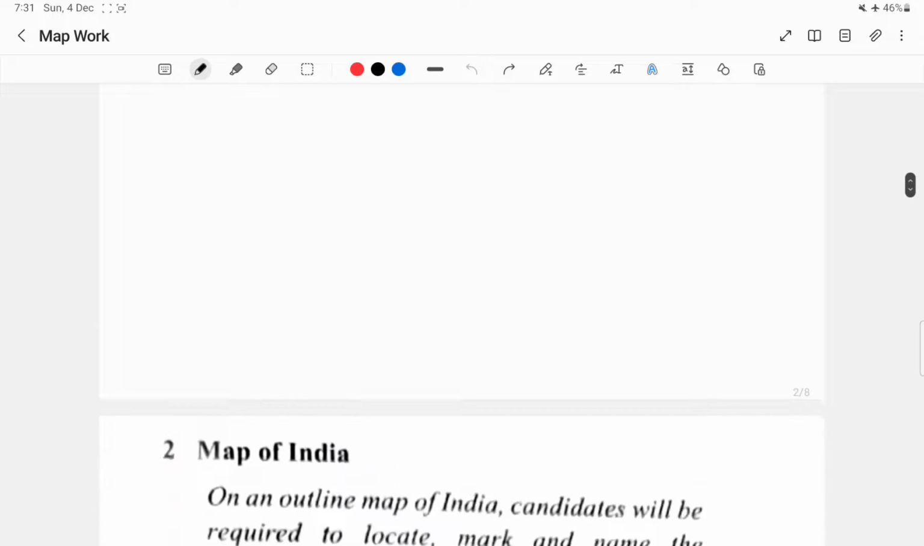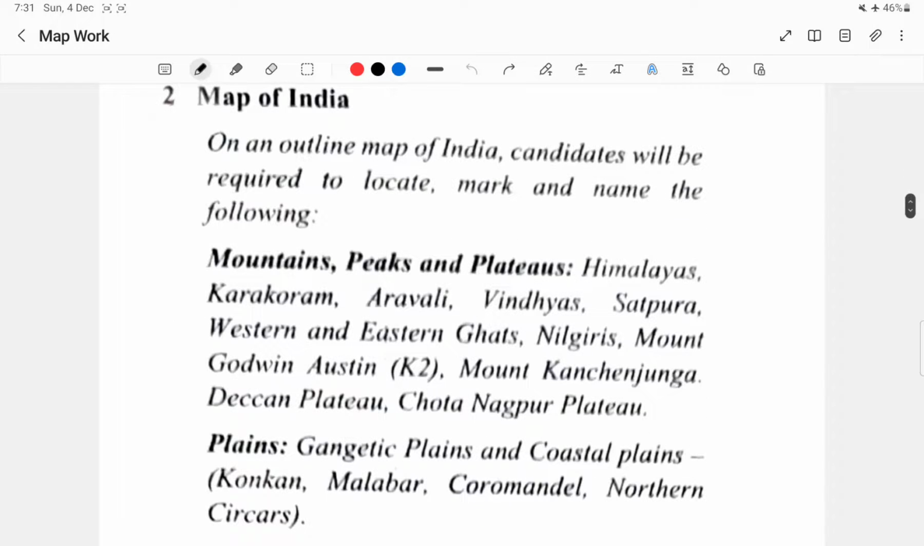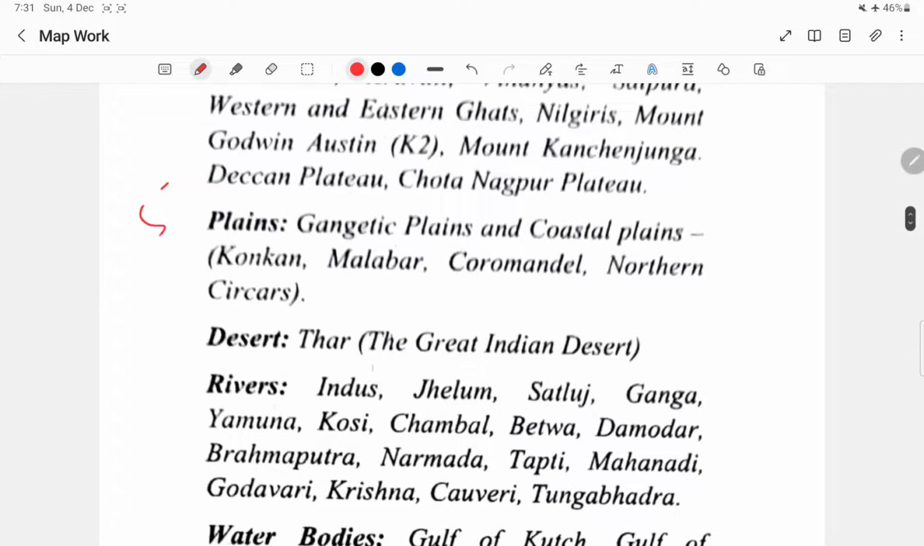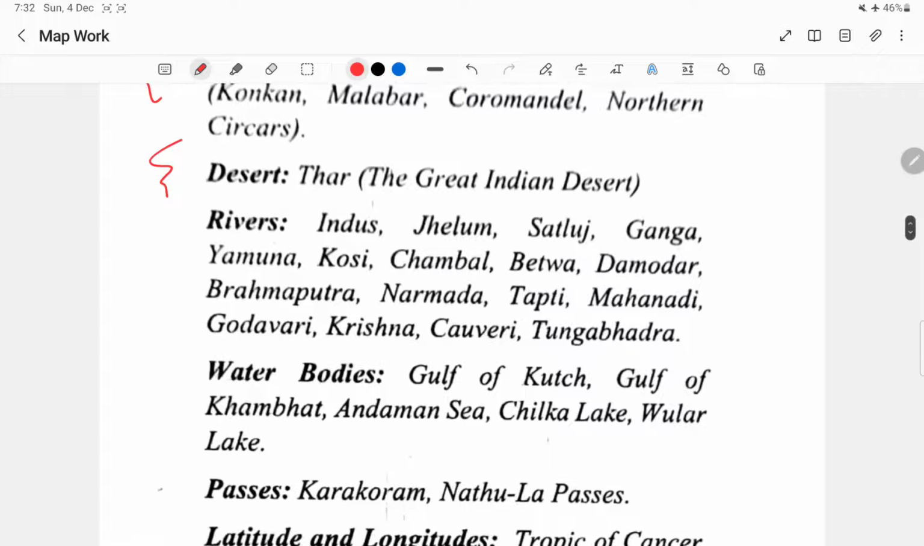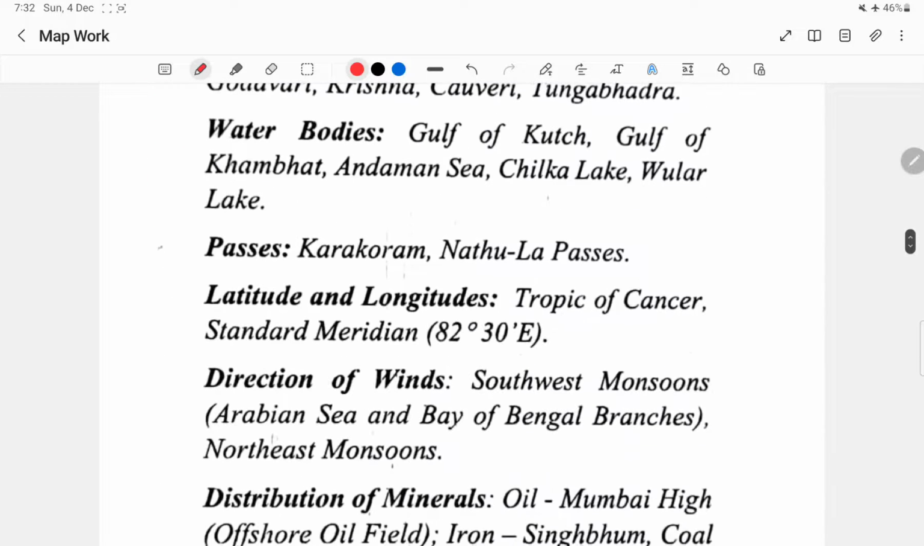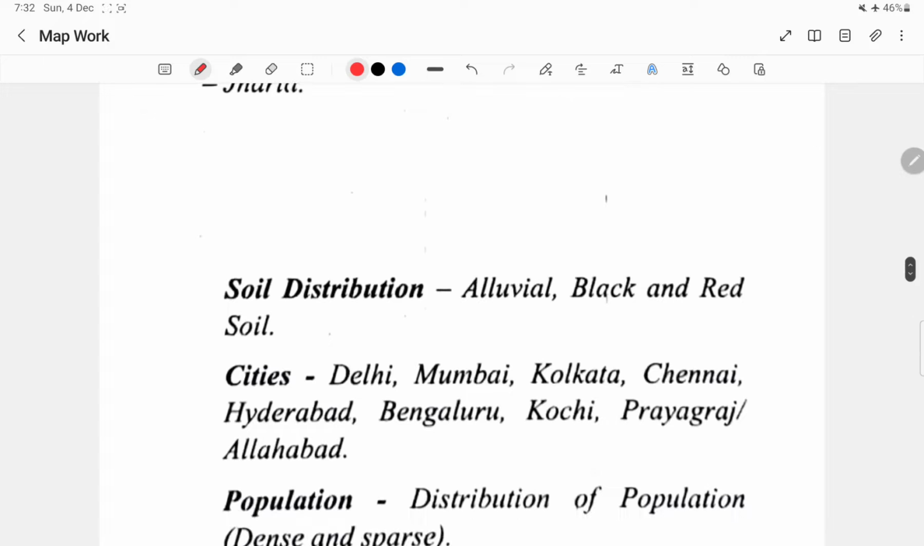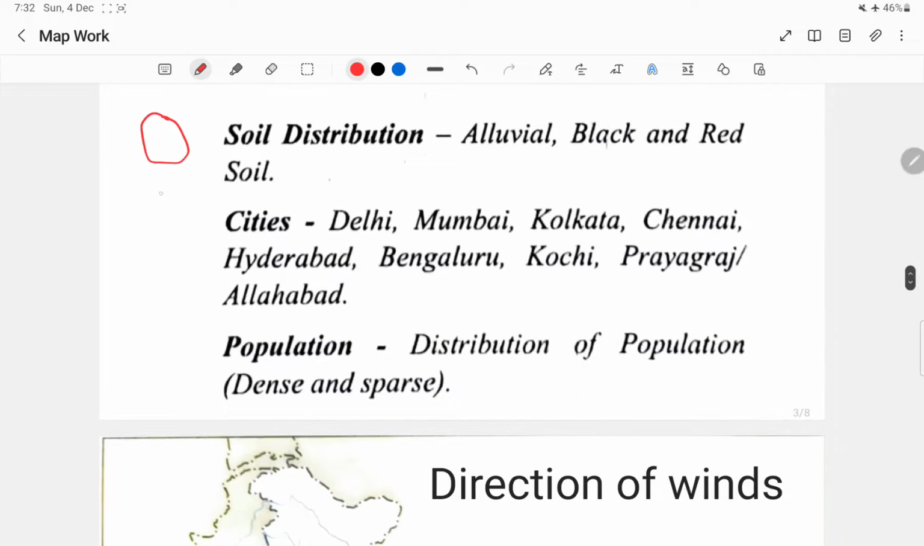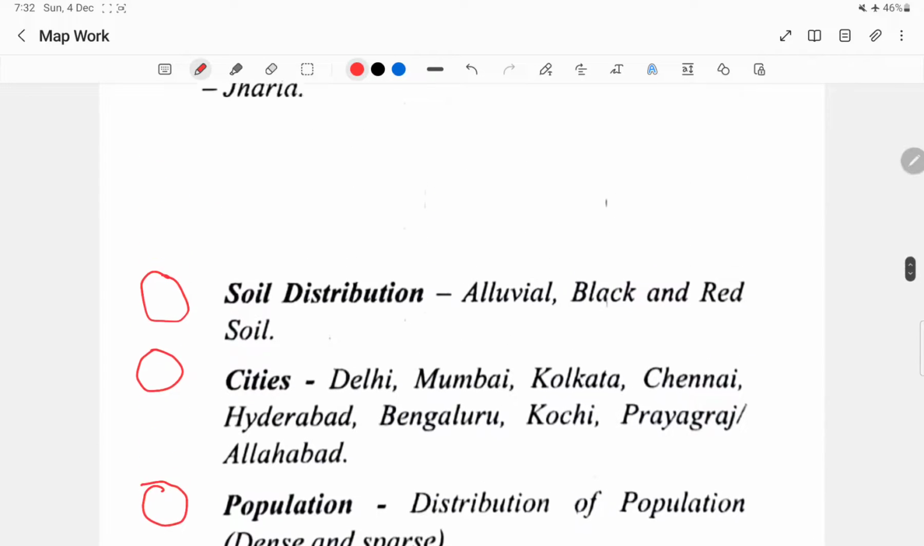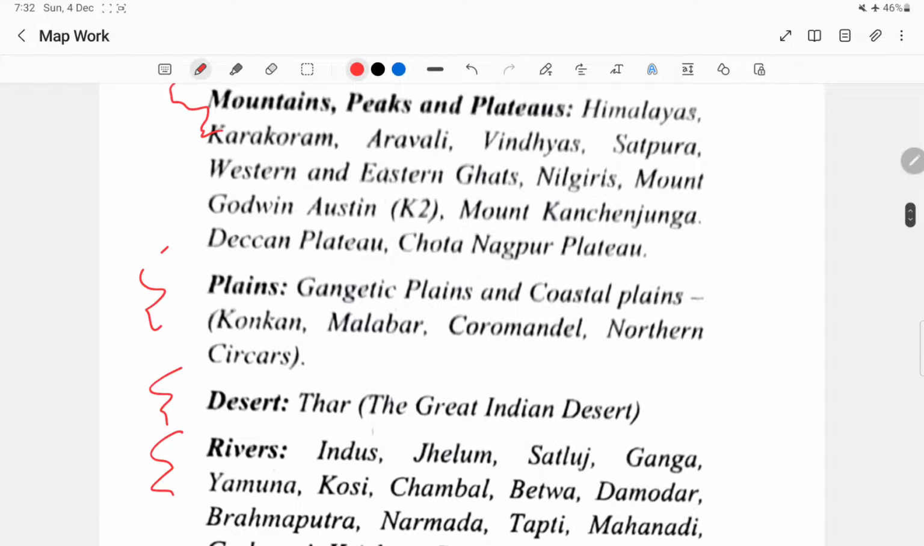So, part 1, which we have already made, covered these topics: mountains, peaks and plateaus, plains, deserts, and rivers, which we have completed. Now in this part 2 we will be covering the water bodies, passes, latitudes and longitudes, direction of winds, distribution of minerals and soil distribution, cities, and finally the population map. This is what is coming in your board exams. So let's start the video.